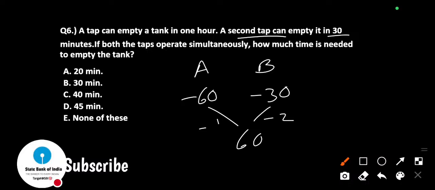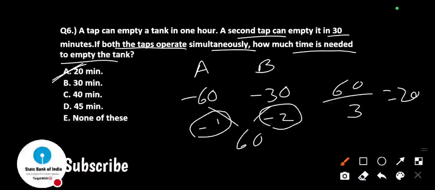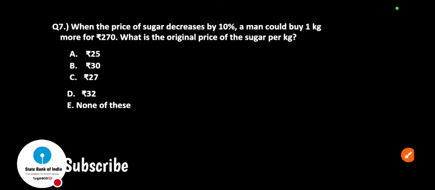Now the question asked is, if both the taps are operated simultaneously, how much time is needed to empty the whole tank? So efficiency is 1 and 2, totally 3 parts efficiency. 60 will be emptied in 20 minutes, so the answer will be 20 minutes. So option A is our answer. Next question, let's solve this one.